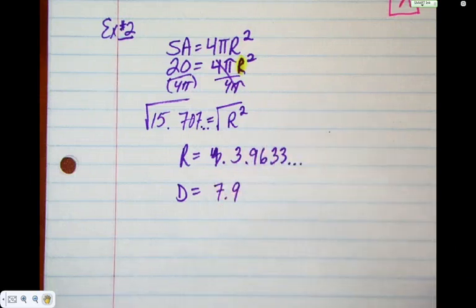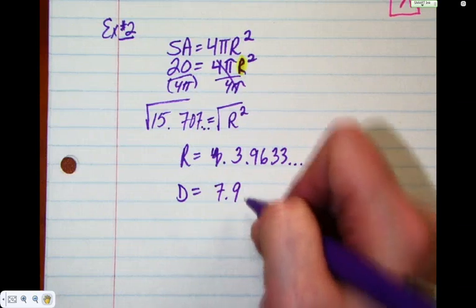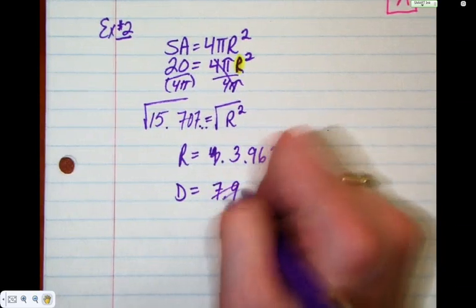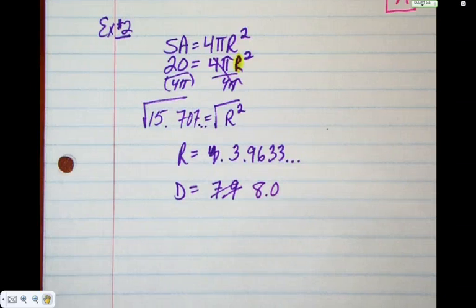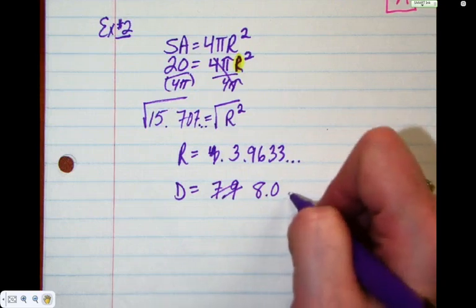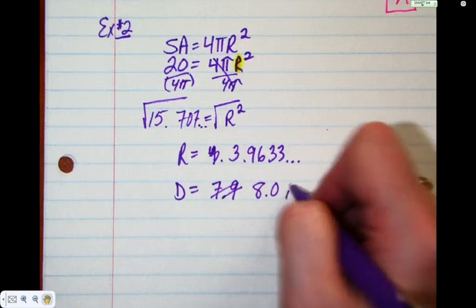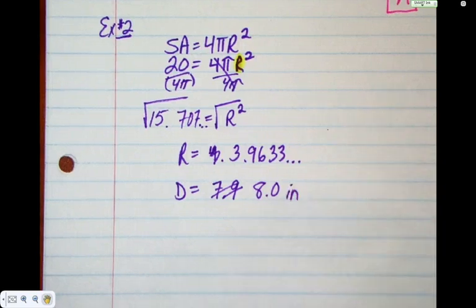7.9. Confirm. Ooh, we want to change this to 8.0. Confirm, because you all just confirmed 7.9. Okay, and the units? Inches. Not squared, not cubed, just inches. Okay, so there's a working backwards one.